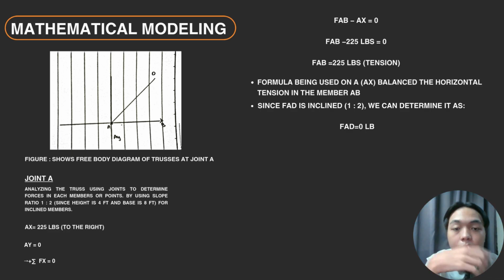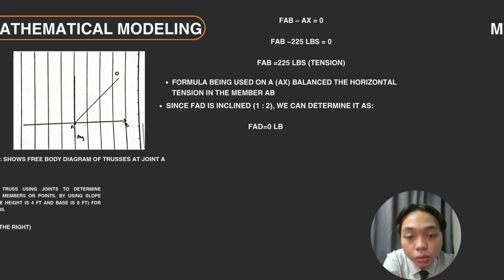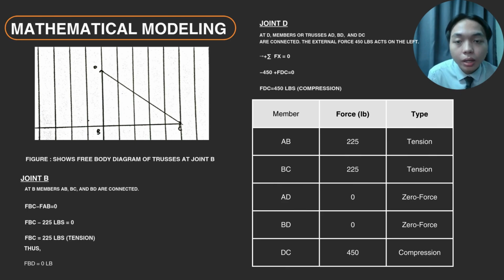And since FAD is inclined in the ratio 1 to 2, we can also determine it as FAD equal to 0. So we're moving on to the next one, joint B.